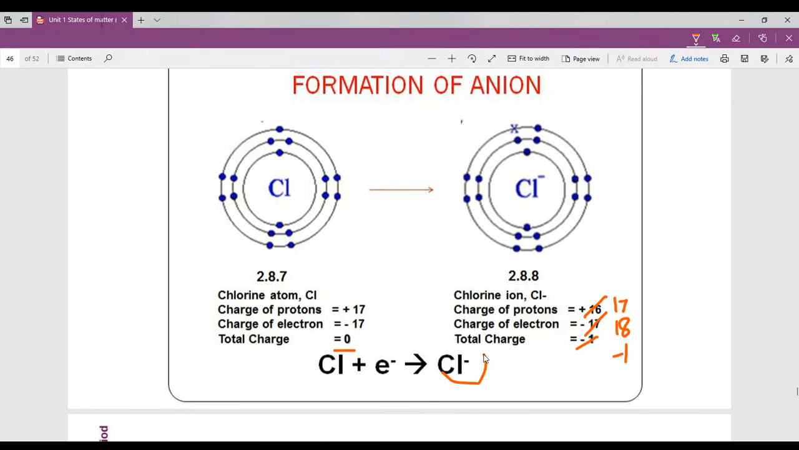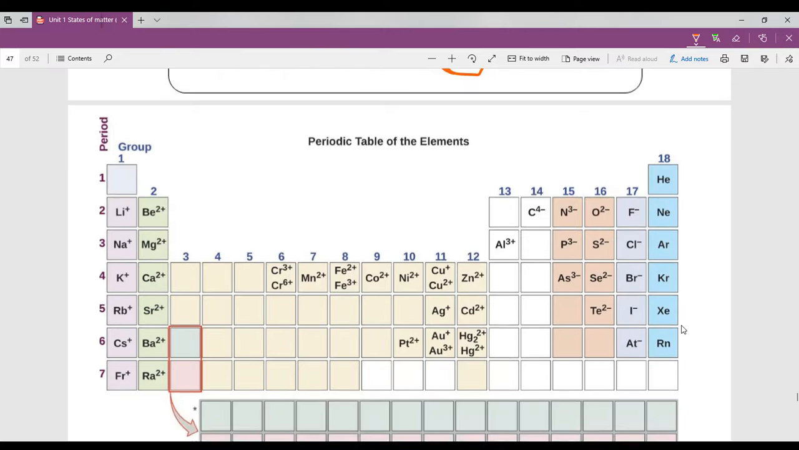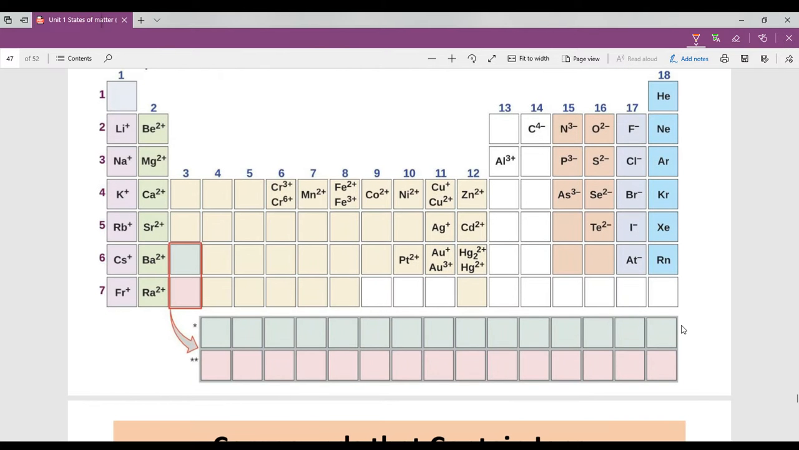So this is something called a chloride ion. We have Cl negative. And if you look over on the periodic table, you can see that we have group 1, like sodium, as I showed you, which will lose 1 electron. Group 2 will also lose electrons, but it will lose 2 electrons.